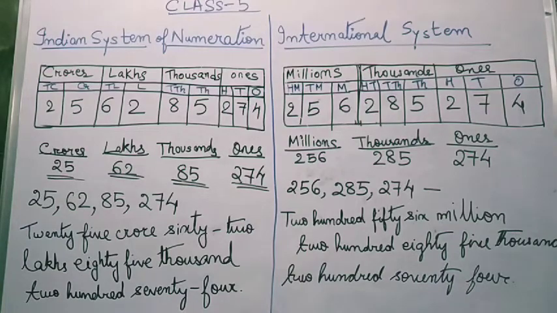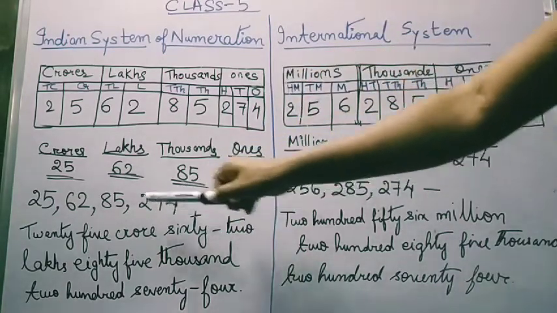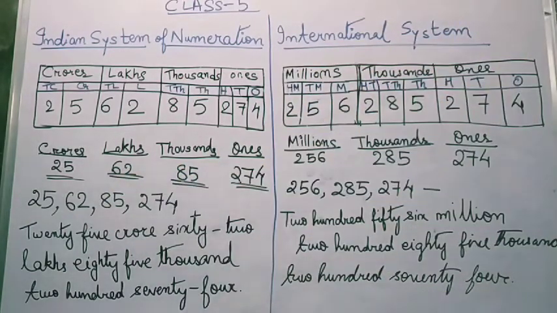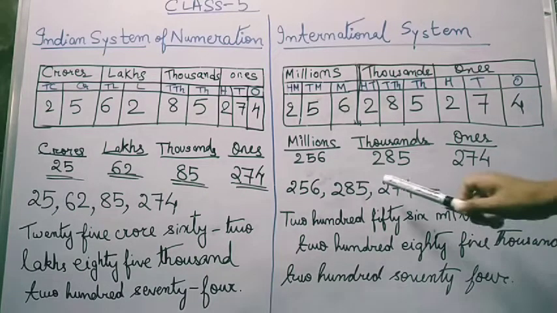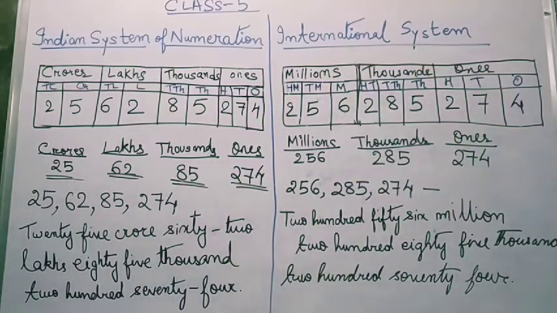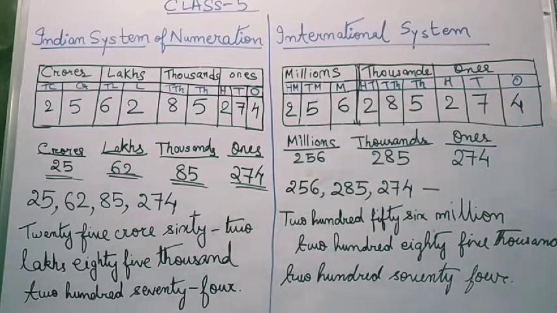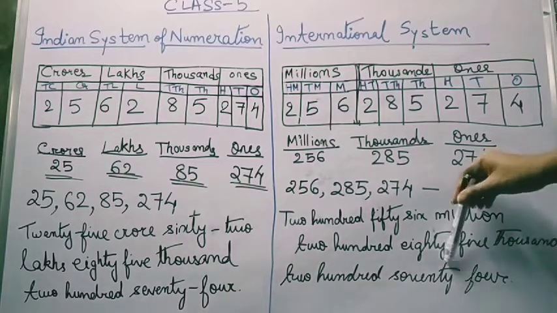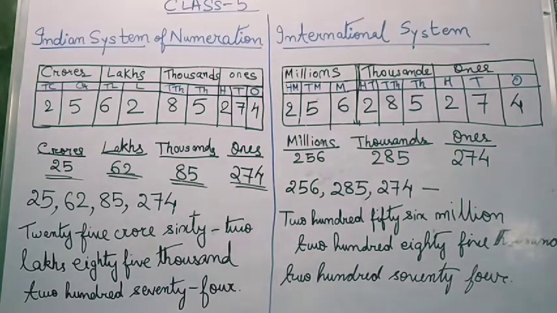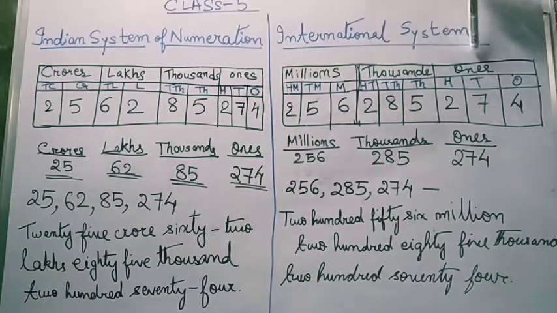Okay. In Indian system, first 3 digits, then 2, no? But in international system, it will be three digits. You will mark the comma after three digits. Okay. Now, the number name. How will you write the number name in international system? See, it is very easy. You just have to remember the periods.